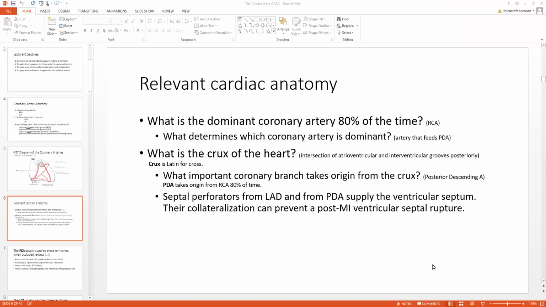So there's a word dominance in coronary arteriography. Which is the dominant coronary artery? Well, 80% of the time, it's the right coronary artery. And what determines which coronary artery is dominant? Well, it's that artery that feeds the PDA. So let me go back. PDA meaning the posterior descending.